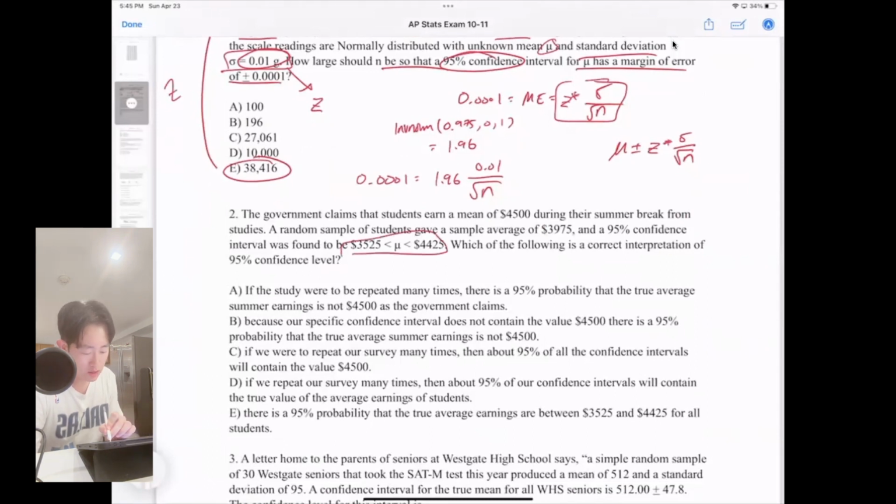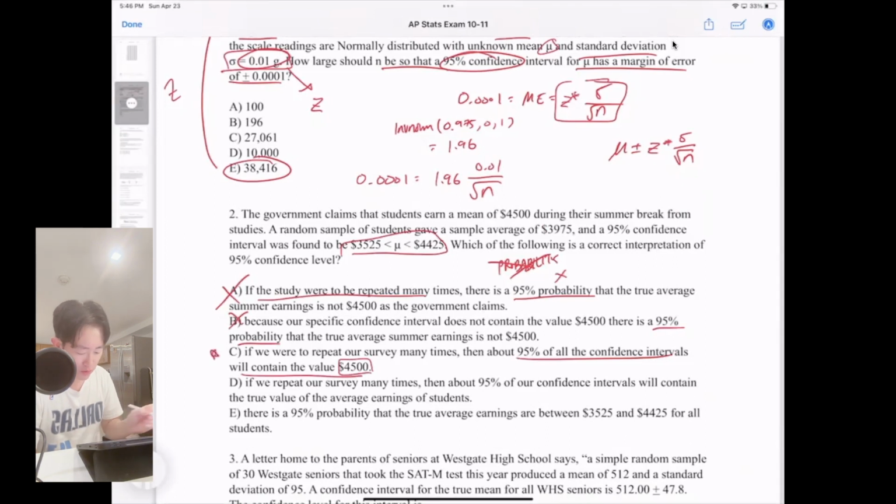Number two, the government claims, and so on, we have a confidence interval of 95% and the correct interpretation. If the study were to be repeated many times, there's 95% probability. Now remember, with a confidence interval, you never want to use the word probability in any of your answers here. So I'm just going to automatically eliminate A. Because a specific confidence interval does not contain the value 4,500, there's a 95% probability the true average summer earning is not, again, 95% probability, right? Then about 95% of all the confidence intervals will contain the value of 4,500.